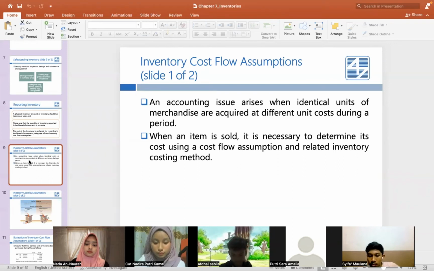Sometimes the company sells the same merchandise at different prices in different periods. Here the problem will occur. So the company needs to make an inventory cost flow assumption.